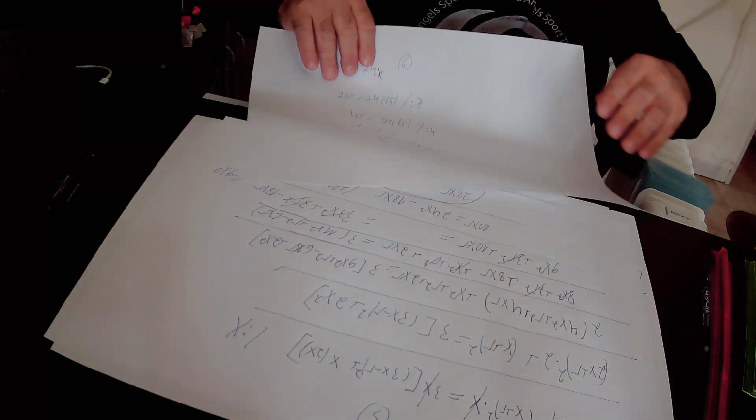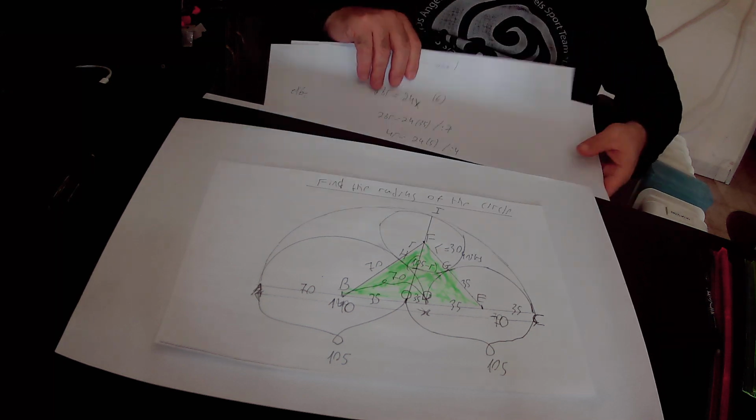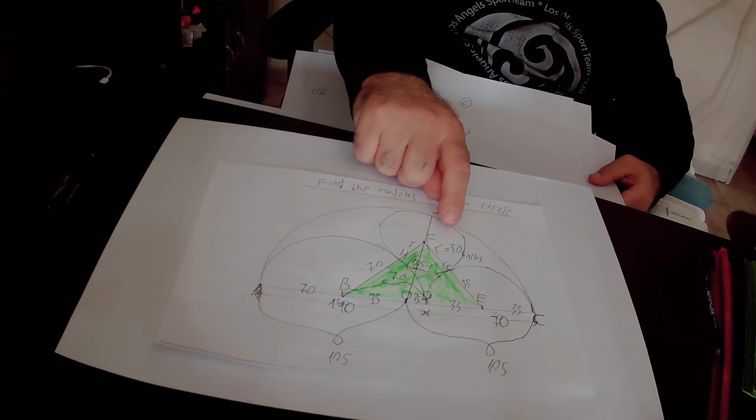R, the radius of this circle, the radius that we are looking for, equals 30 units.